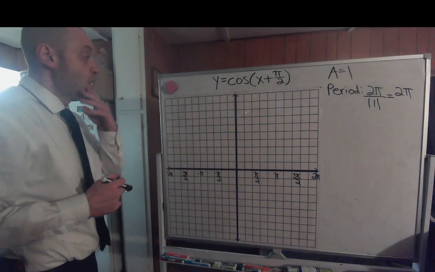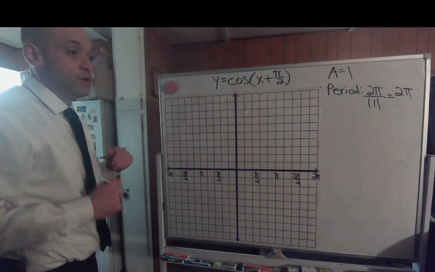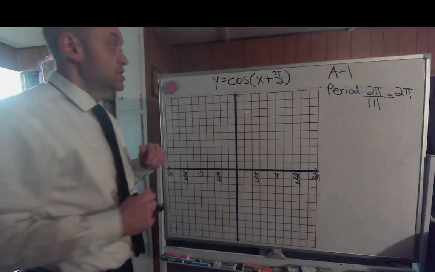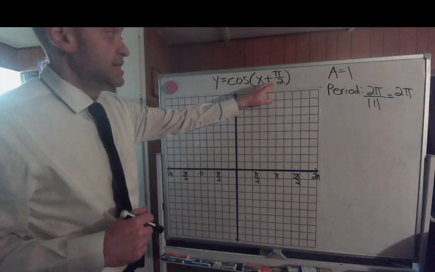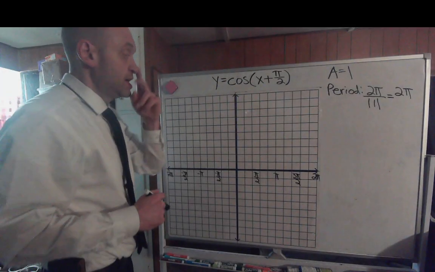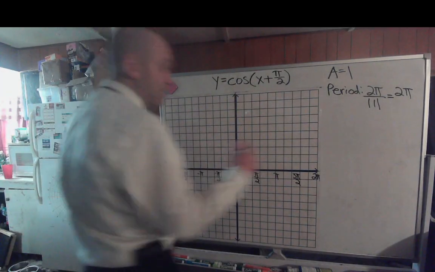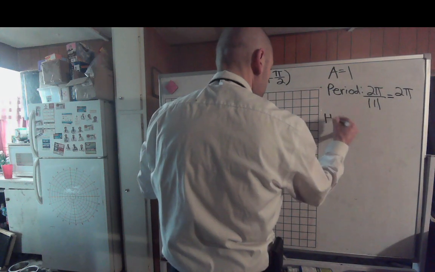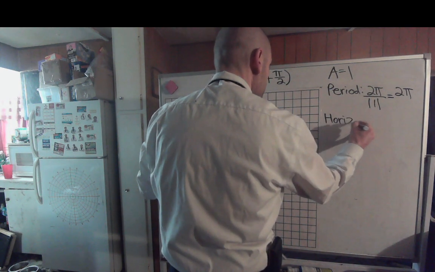Now, what else do we notice? So we do have a quantity inside of the parentheses, that means we have a horizontal shift. So there's a horizontal shift.